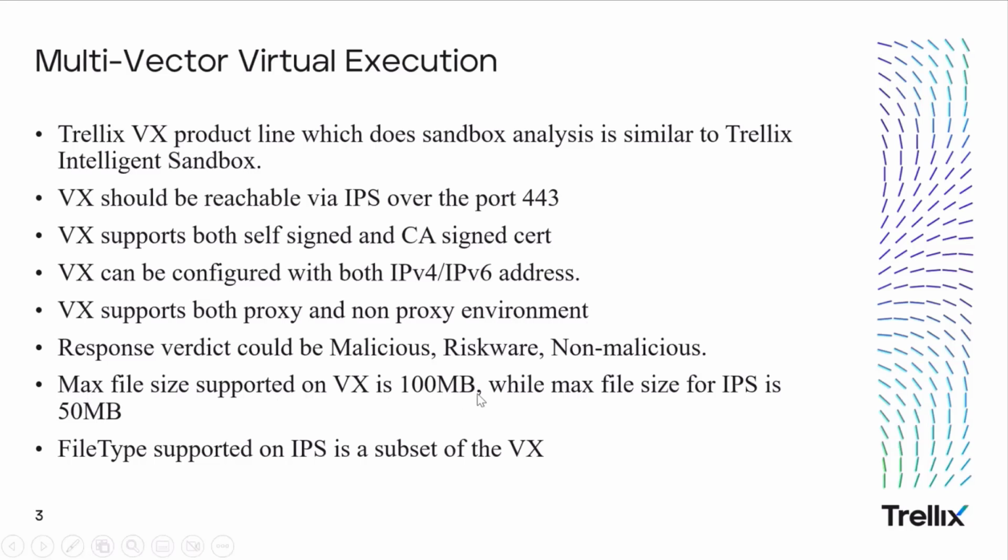Max file support on VX is 100 MB, while max file size for IPS is 50 MB. That is, whenever we submit a file from the sensor to the VX, it can be max 50 MB, because though VX supports 100 MB, on the IPS we support 50 MB. File type support on IPS is a subset of the VX. So the file types which are supported on IPS are supported on the VX also. It's a subset of the VX basically.